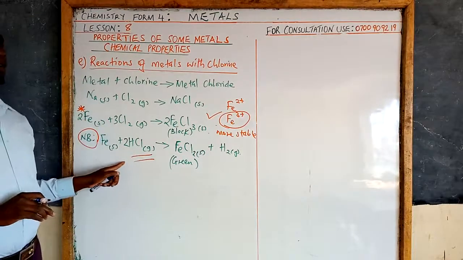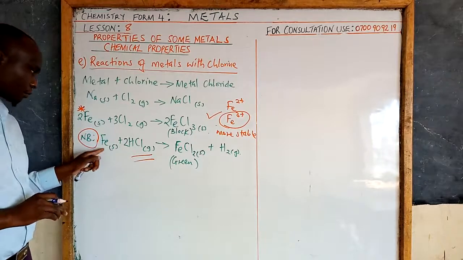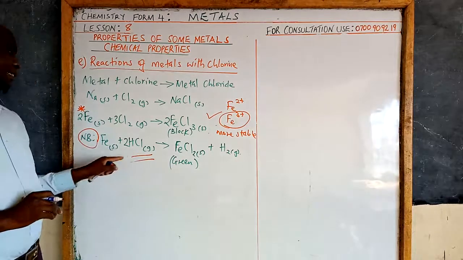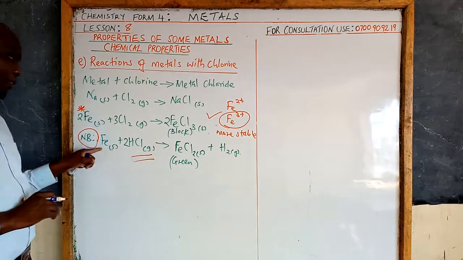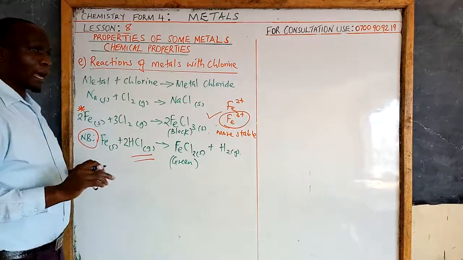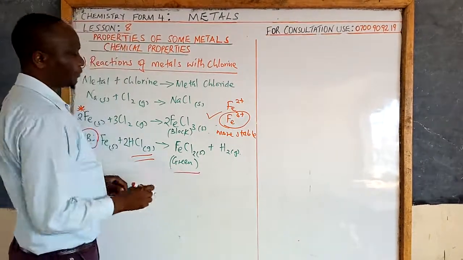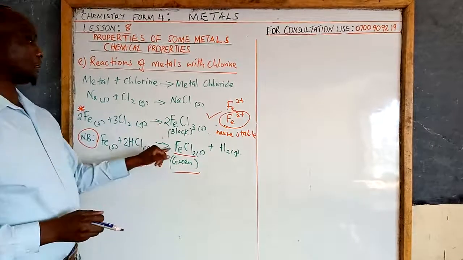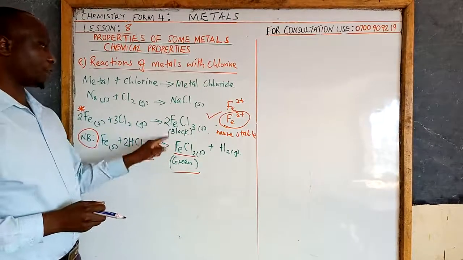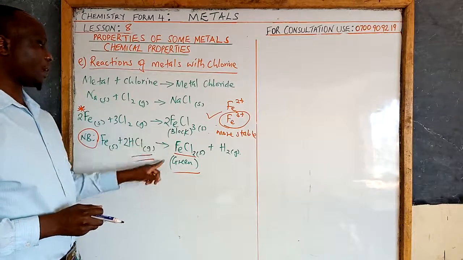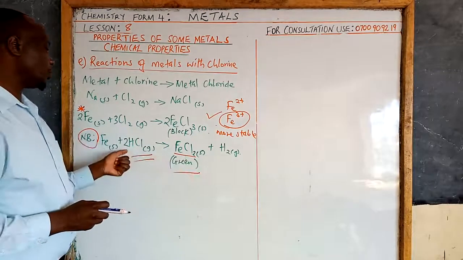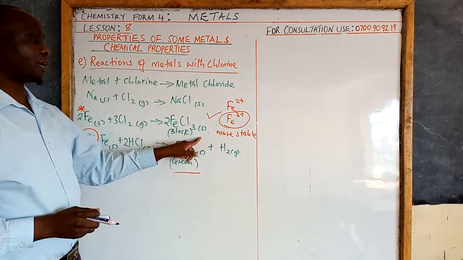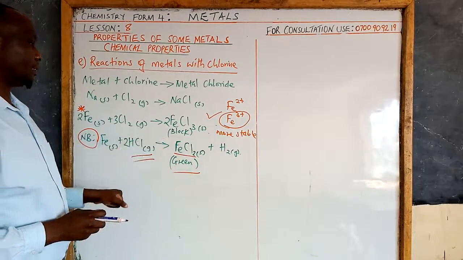When it is hydrogen chloride that is reacted with iron, whether in solution or gas, when hydrogen chloride gas is passed over iron metal, iron wool, a green solid is formed and the green solid is iron 2 chloride. So take note, because sometimes students confuse this a lot, iron 2 and iron 3. Iron 2 is formed when you use hydrogen chloride gas, but when you use chlorine, iron 3 chloride is formed and is a black solid.